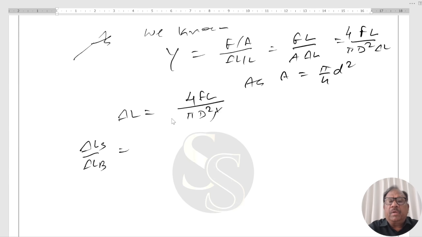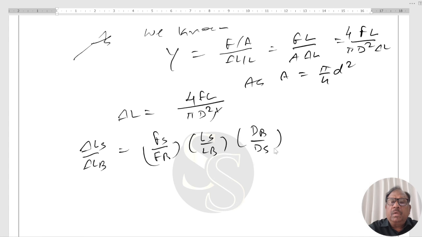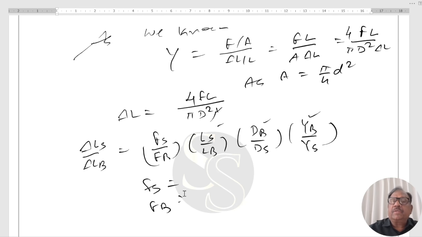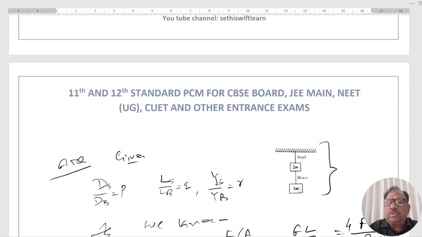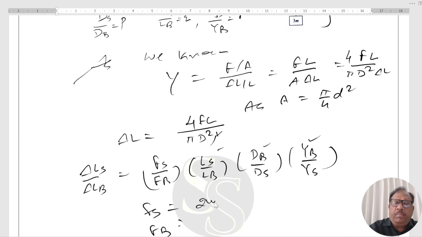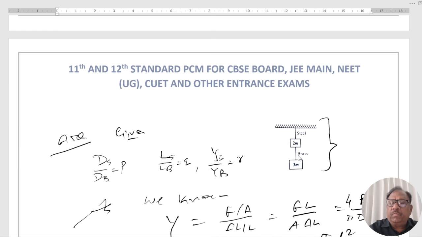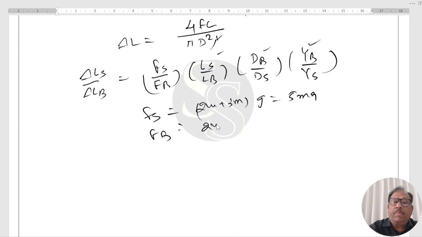the 4 cancels, pi cancels, FS over FB, LS over LB, DB over DS squared and YB over YS. In this case, these are directly given. FS will be and FB will be. The steel wire is under 2M plus 3M into g, that is 5 Mg. And the brass wire is under the pull of 3 Mg only, that is 3 Mg.